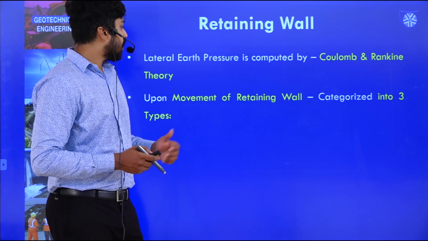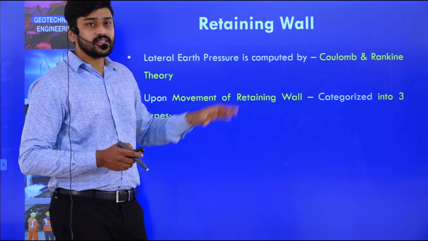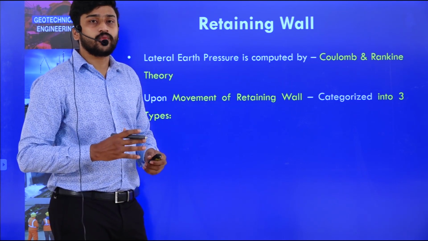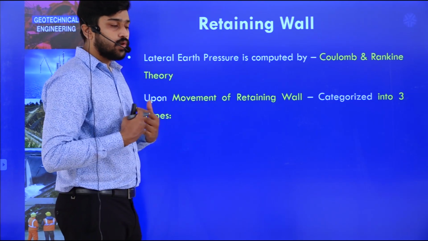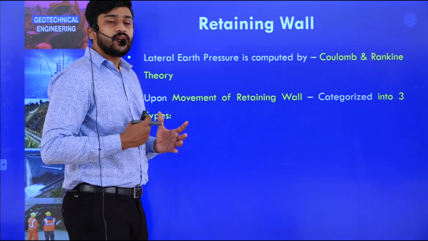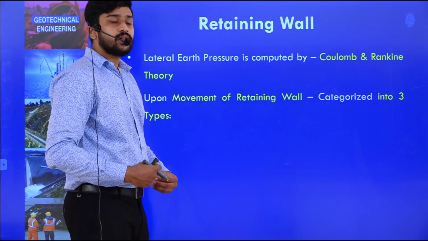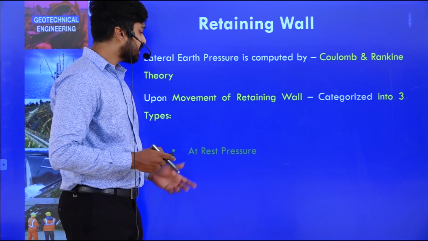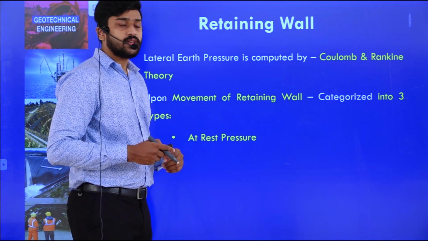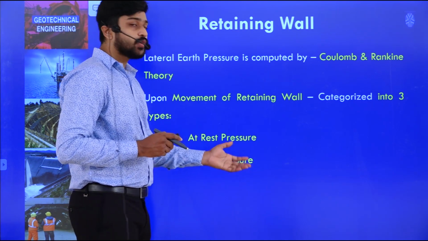Now, using these theories, upon the movement of the retaining wall, consider that I am a retaining wall and the surrounding is soil. Based on the movement of this retaining wall, it has been categorized into three categories. That is the at rest condition, meaning I am at rest. The other one is active pressure.